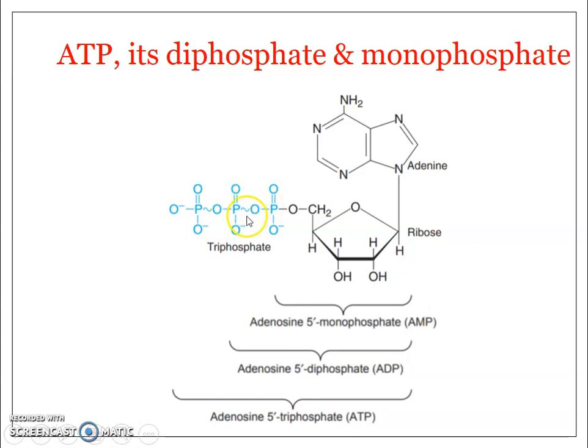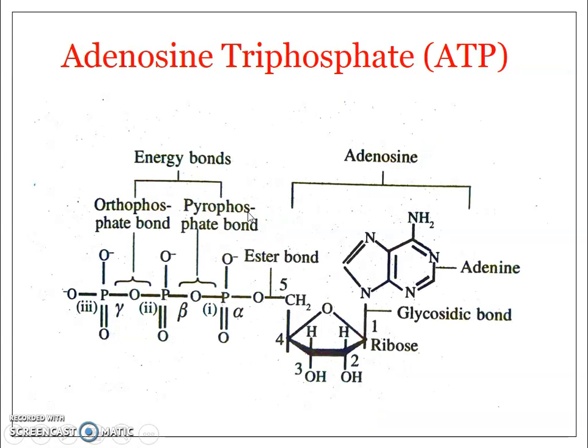This bond is the phosphoanhydride linkage, or it is known as the pyrophosphate bond. So here you can see this is a glycosidic bond, this is the ester bond, while this one is the pyrophosphate bond. And the gamma phosphate is added onto the beta phosphate of adenosine diphosphate, right?